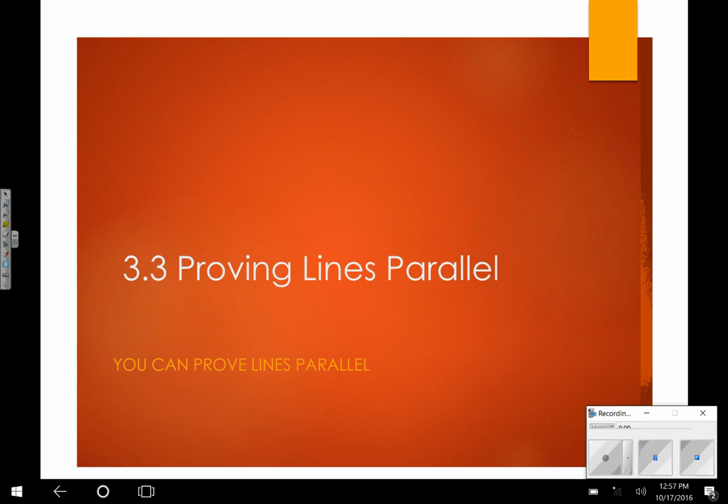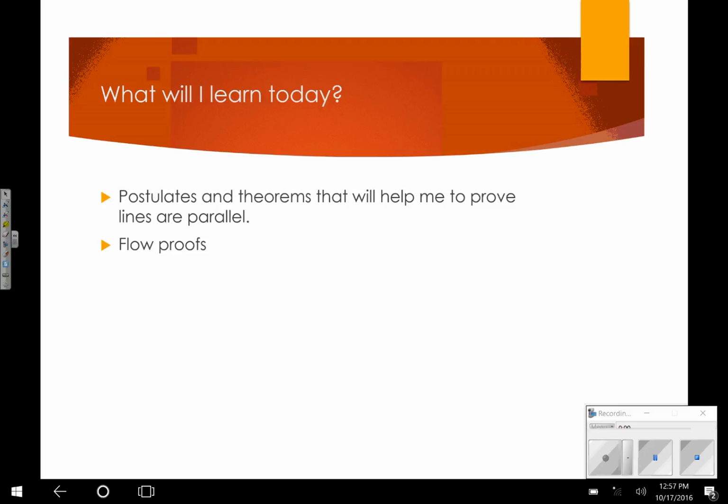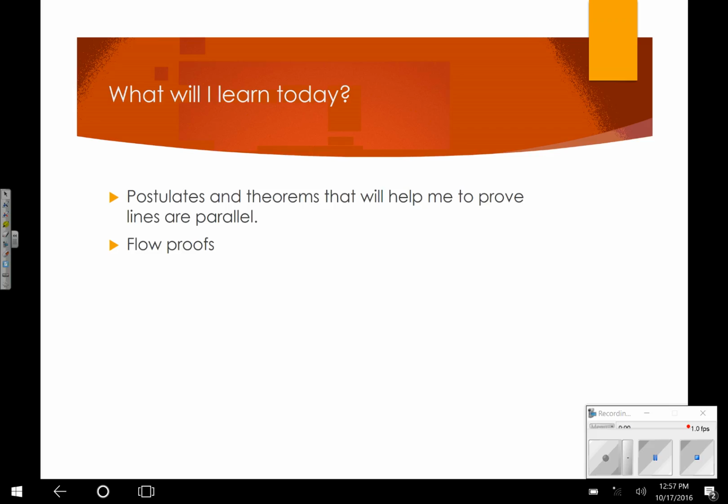Lines parallel. Okay. So we're going to learn the postulates and theorems that can help you to prove that lines are parallel, and we're going to introduce a flow proof. Okay, just another way that you can do proofs. Again, not my favorite because I'm very logical and like the two-column proofs.